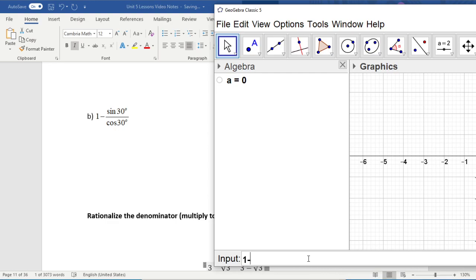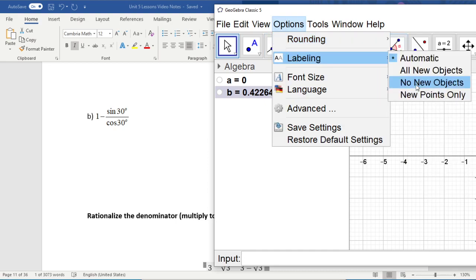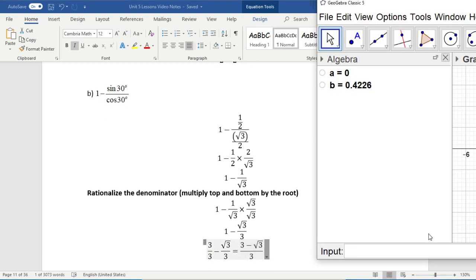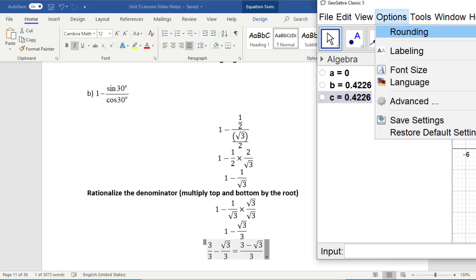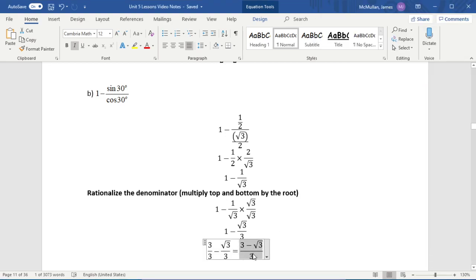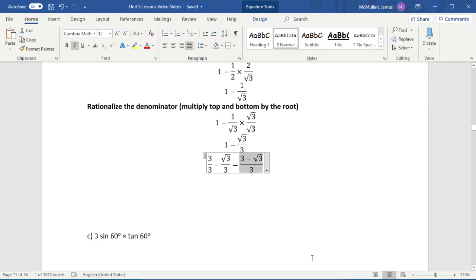Notice if I put this into my calculator, it does not give me an exact value. It gives me a non-terminating decimal. That is not the answer if I'm asking for the exact value, right? What I'm asking for is this: 3 minus square root 3 divided by 3. Notice it's the same number, but it's in the exact form. It's not in a decimal form. So if it says exact values, that's what I'm looking for you to do.